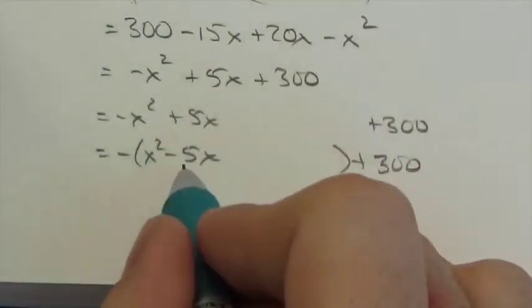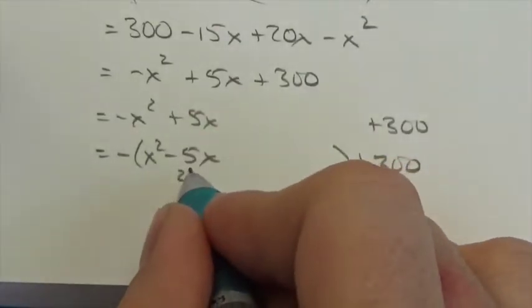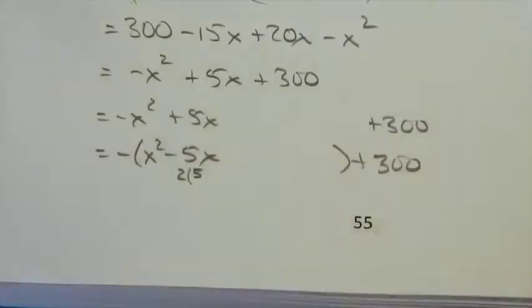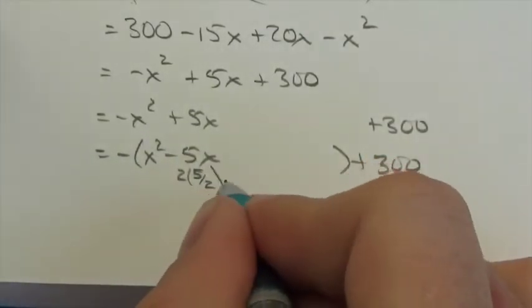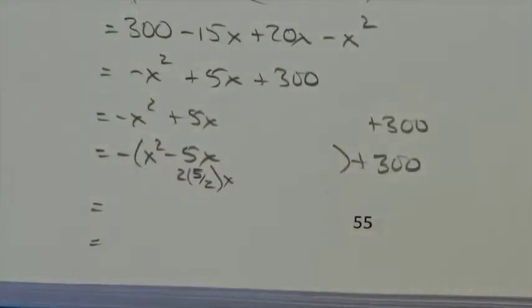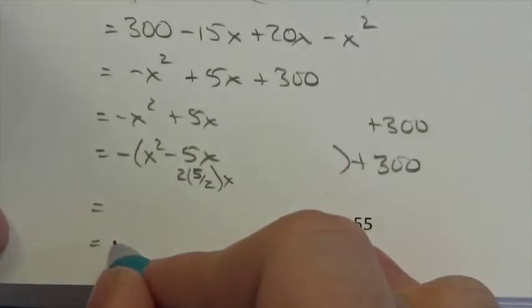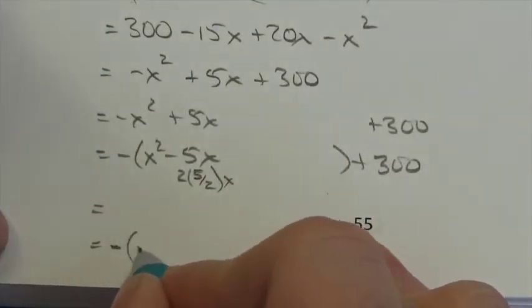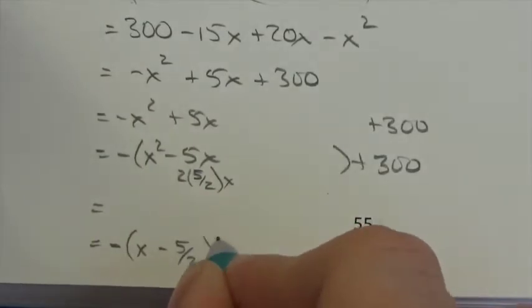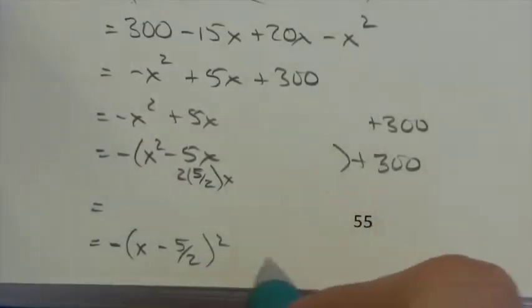Now, we haven't seen this in a while here. I'm going to take the 2 out of there, but 5, that coefficient of the linear term, it's not an even number. So when I do that, I'm going to get 5/2 x. Which isn't awesome, but it's okay. I know that down here, that means I'm going to get negative x minus 5/2 squared. And then I got to figure out what's going on over here.